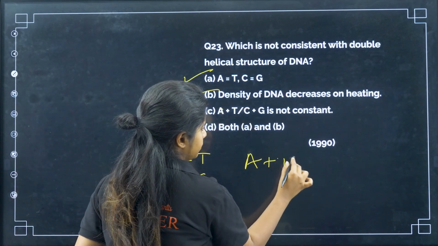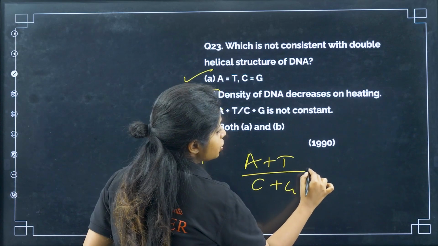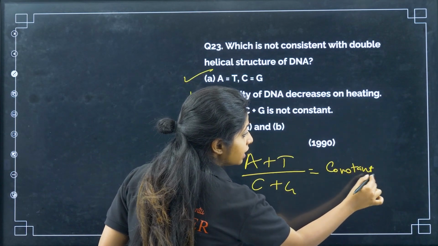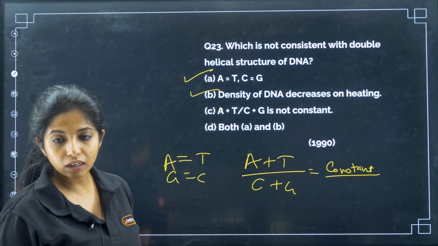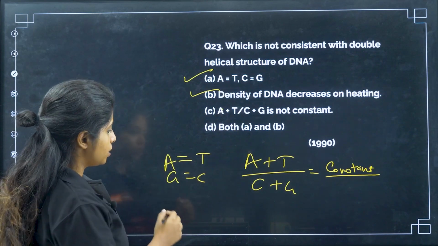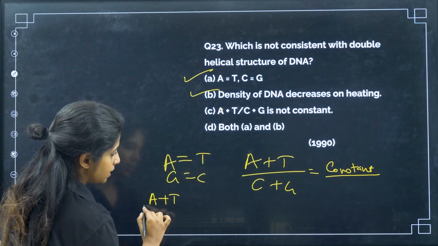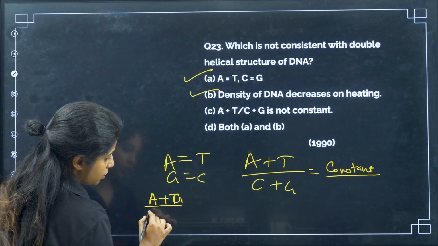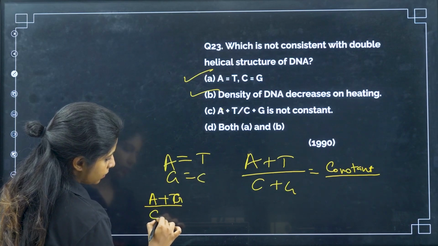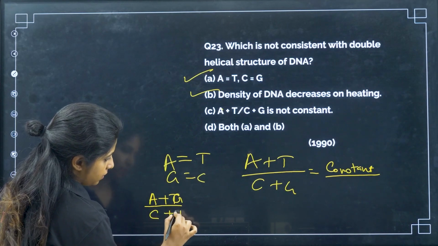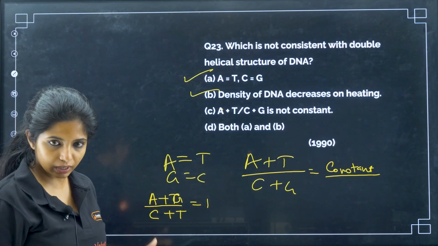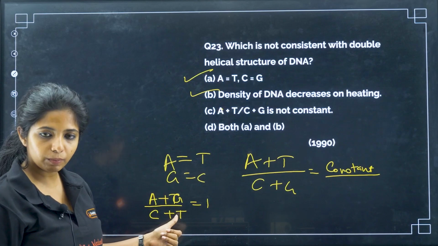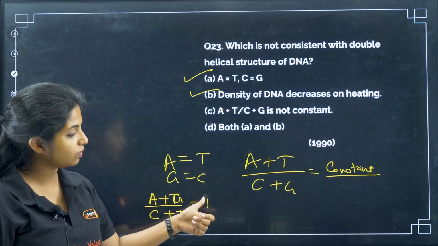Now, A plus T and C plus G is not a constant. Wrong. It is actually a constant, and that is what Erwin Chargaff's rules say. Chargaff had two rules. According to this, one rule was A plus G and C plus T is equal to 1. Will it be correct? Yes, it will be definitely correct. How many number of A will be there? That many number of T will be there. How many number of G will be there? That many number of C will be there, which is why it is equal to 1.